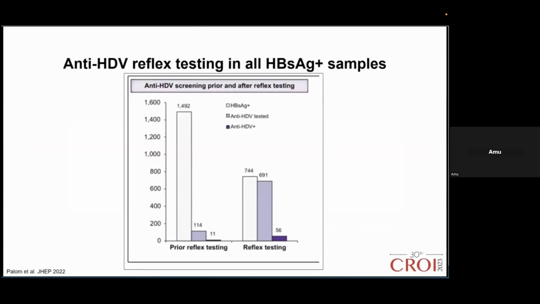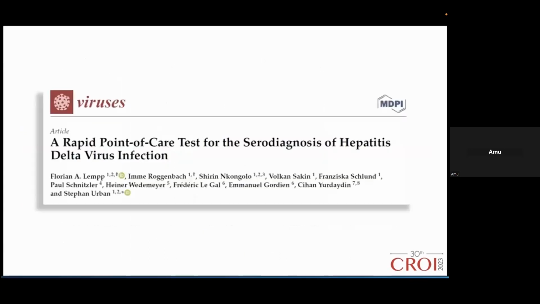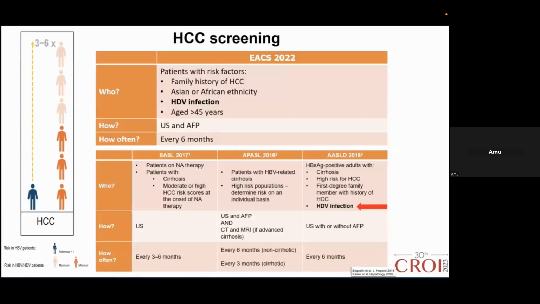It's been shown, however, that when reflex hepatitis D testing has been implemented for positive hepatitis B surface antigen results, 5 times as many hepatitis D infection cases have been diagnosed. A rapid point of care test for serodiagnosis of hepatitis D has been recently developed, while not commercially available yet.